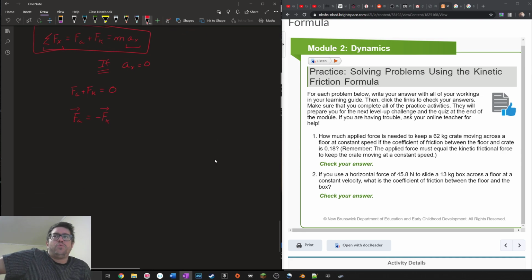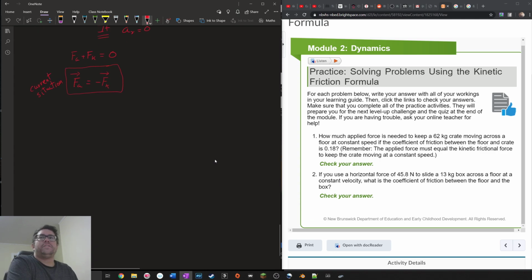And from there, we derived this formula. This formula is telling us the current situation. Every time you have a different problem, it will be a different situation. But with this, this is true. This is the current situation. The force that we apply is equal exactly to the opposite force of friction.